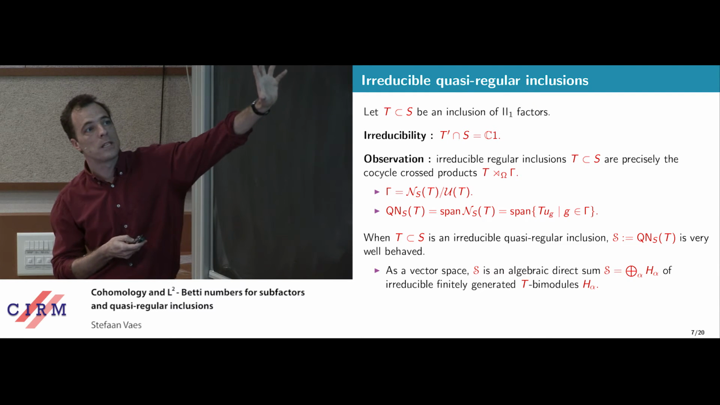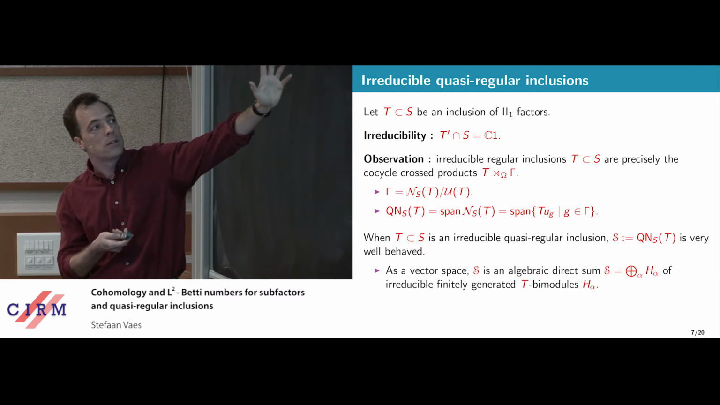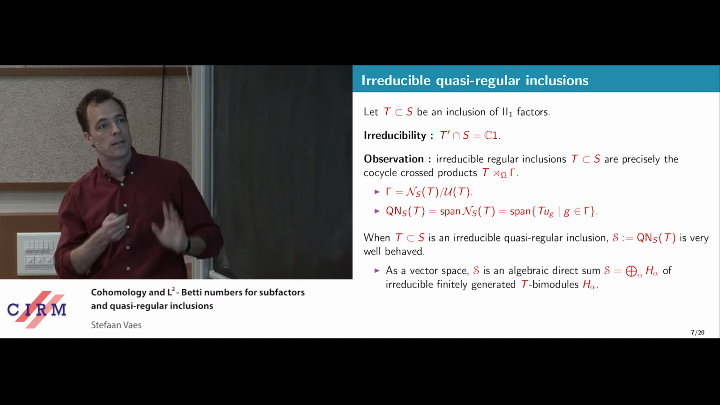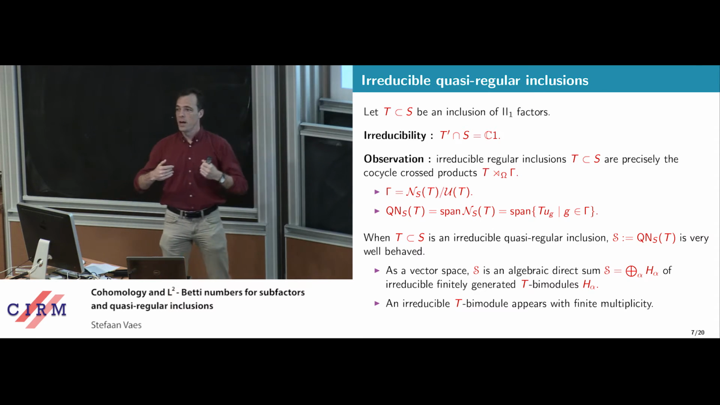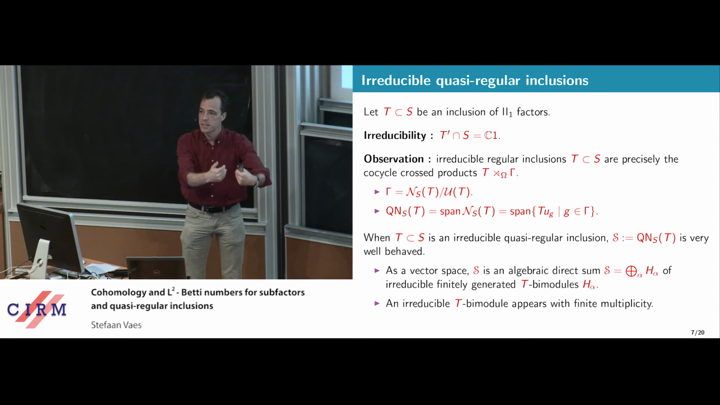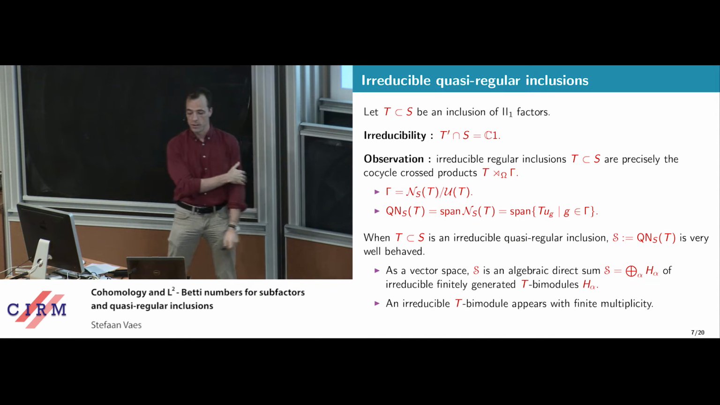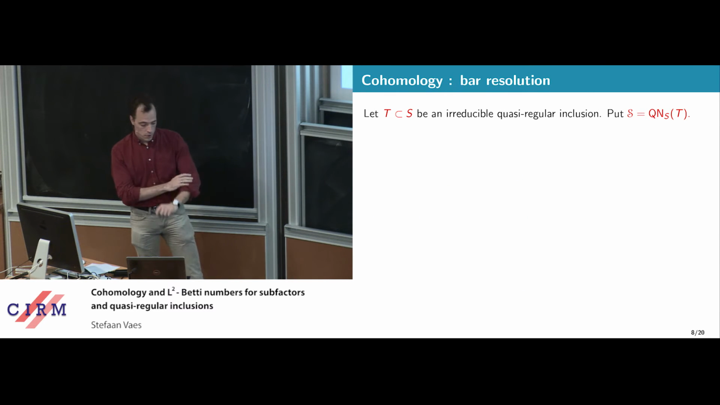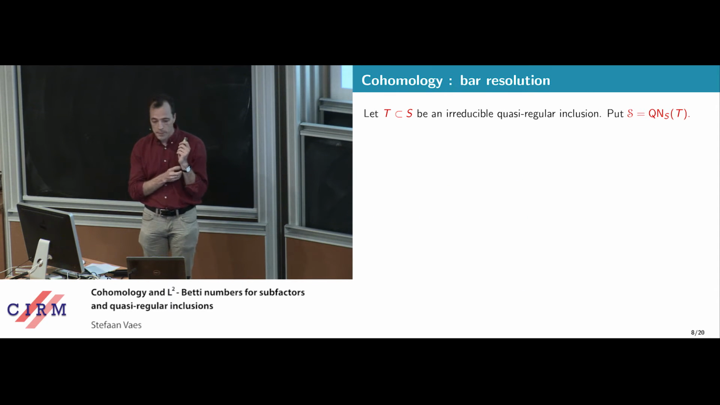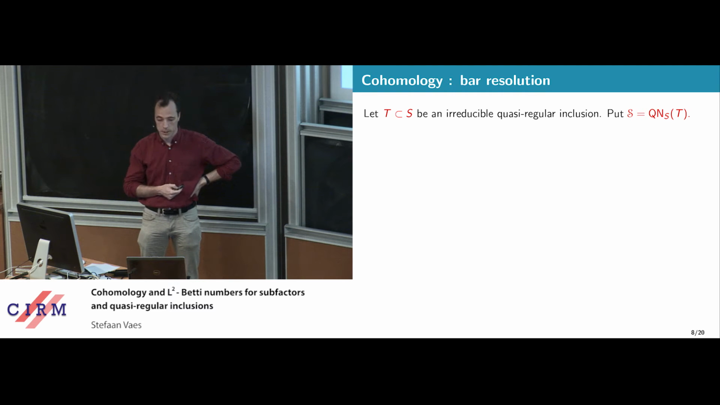As a vector space, it's nothing else than an algebraic direct sum where each H alpha is a finitely generated T bimodule. And each of these T bimodules appears with finite multiplicity. So you have this algebra S, and S decomposes really as a sum of T bimodules that are finitely generated in all possible good ways. Okay. Well, for an arbitrary such quasi-regular and irreducible inclusion, I will give you a definition of cohomology and homology.